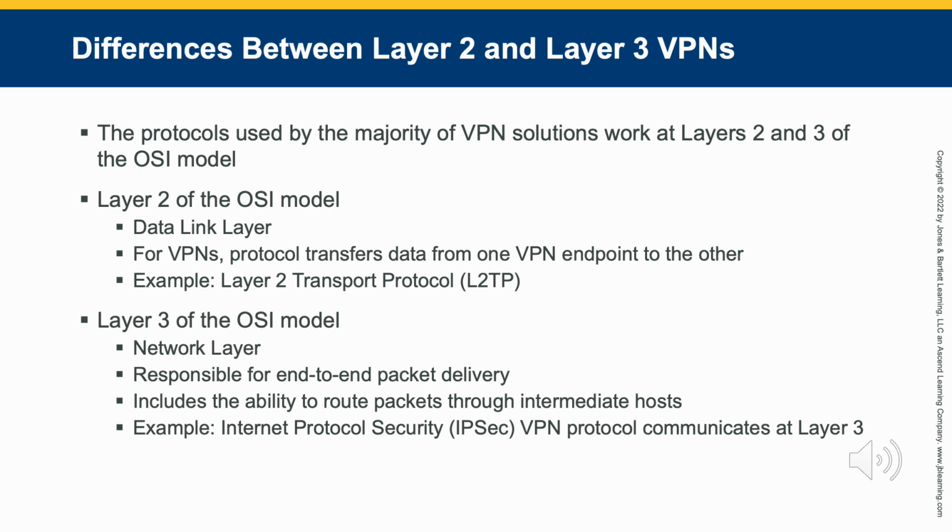Layer 3 of the OSI model is the network layer. It's responsible for end-to-end packet delivery. It includes the ability to route packets through intermediate hosts. An example would be Internet Protocol Security, or IPsec. The VPN protocol communicates at Layer 3.